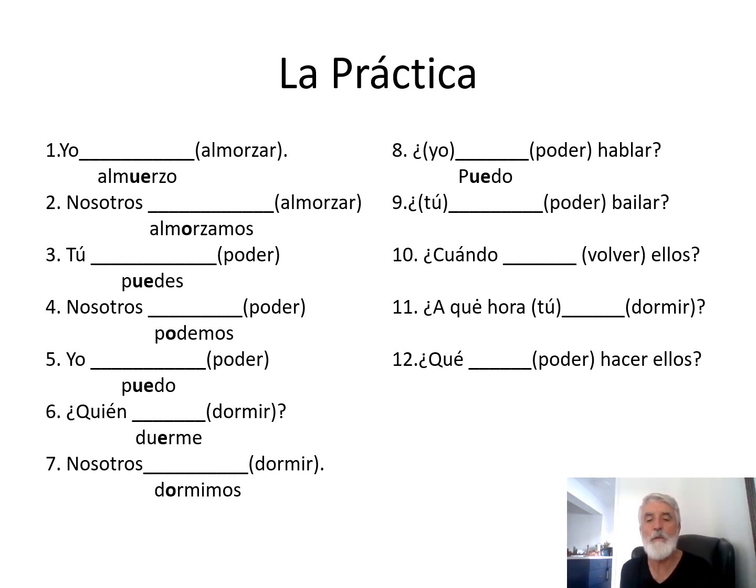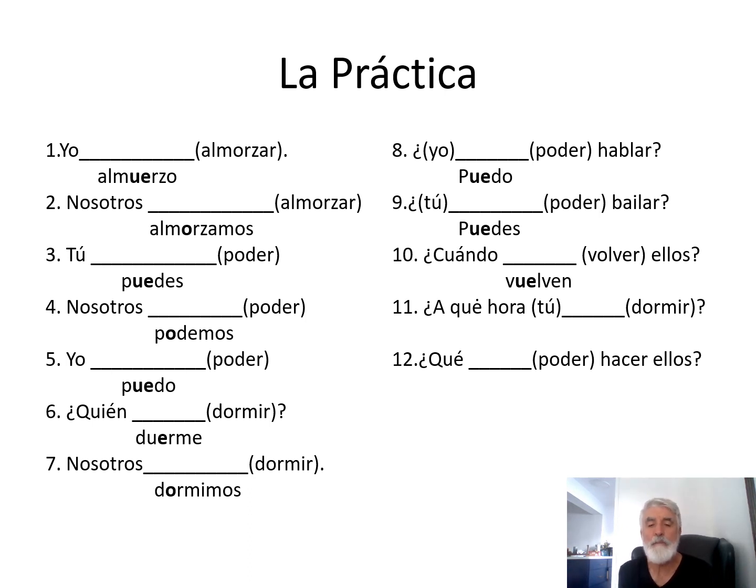Here's another question with poder. And this time it's a tú question. You want to ask somebody, can you dance? Will there be a stem change? Yes. There always is in the tú form. ¿Puedes bailar? 10. Here is a cuándo question. Cuándo is a question word. You should all know it by now. When. Volver means to return. So we want to ask, when do they return, or when are they returning? Is there a stem change with the they form? Yes, there always is. ¿Cuándo vuelven?